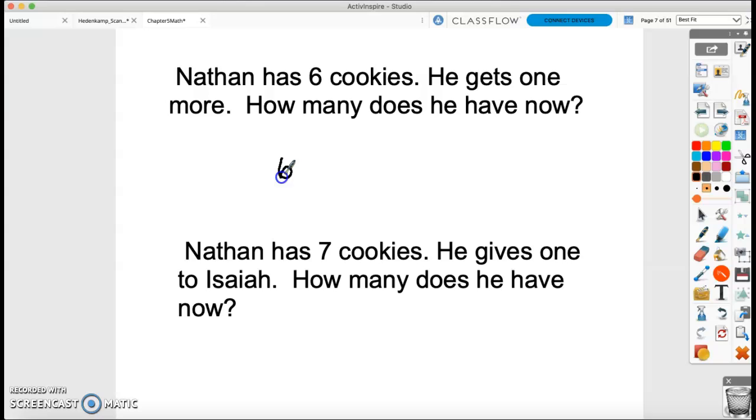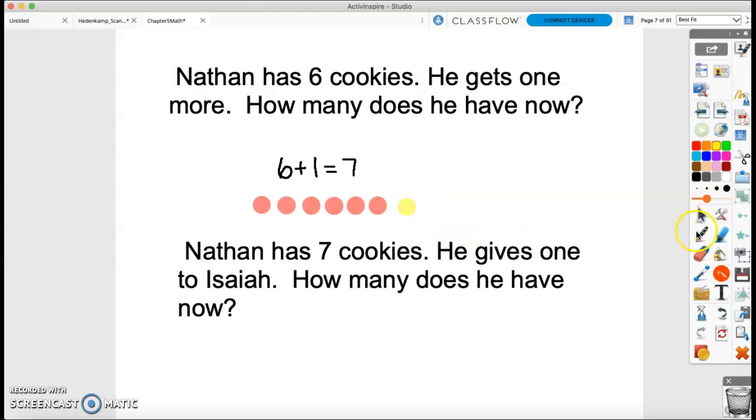He gets 1 more. So then I would add 1 more because adding means he gets it. And now, how many does he have now? Well, 6 plus 1 equals 7. And I can draw a picture of that. He had 6 cookies. 1, 2, 3, 4, 5, 6, and he gets 1 more.